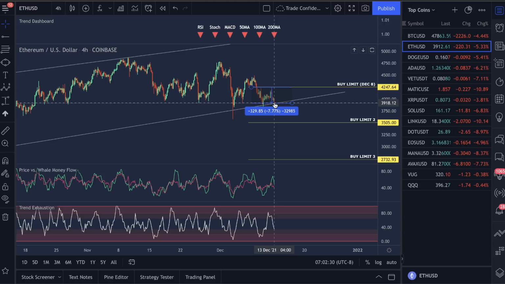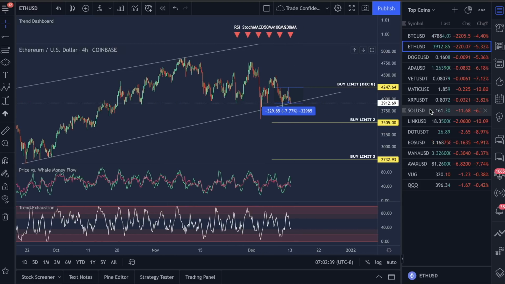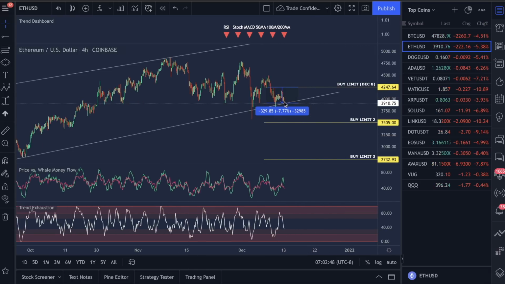Ethereum needs to hold at $3,900, and we need to see a bounce, guys. If it doesn't, this could easily move back down to structure support here, hit our second buy limit, and if that does, a lot of these coins here, guys, are going to go down between 10 to 20%, and maybe around 25% if we start breaking down here. There needs to be a pump in the market for crypto if this thing's going to start heading back up.